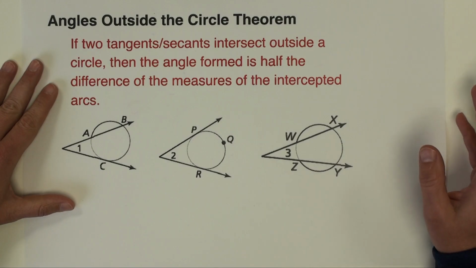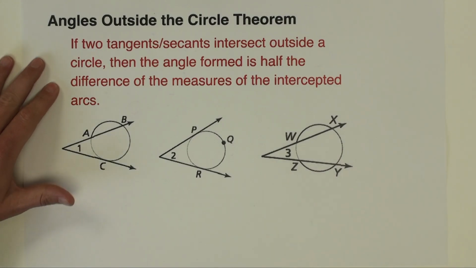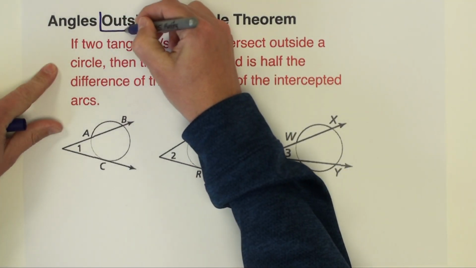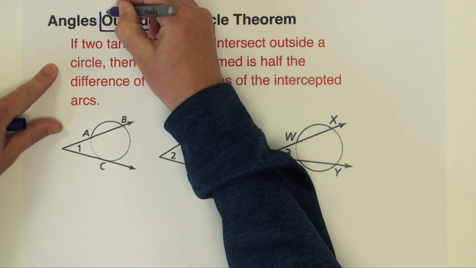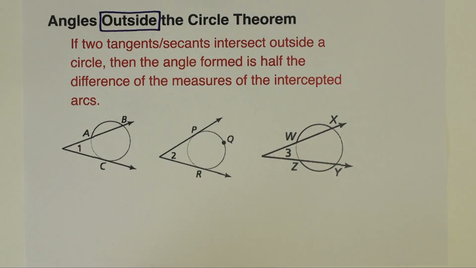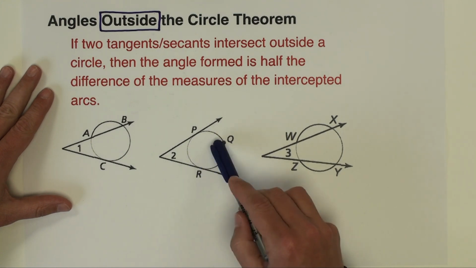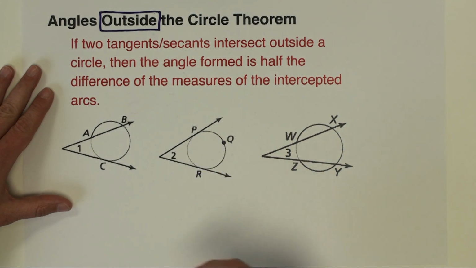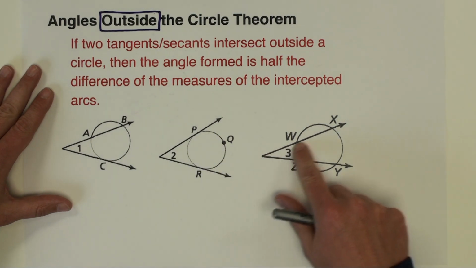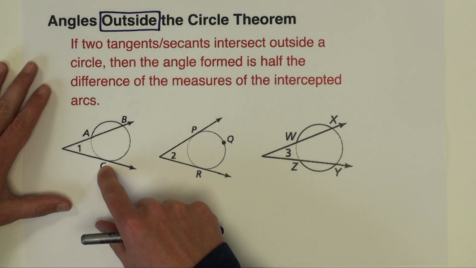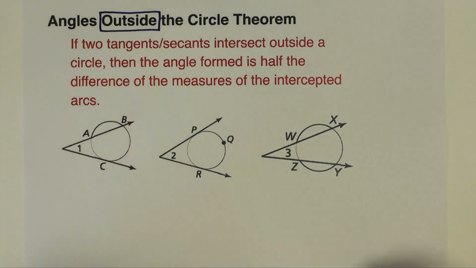The next theorem deals with angles that are formed outside of the circle. So you can see from the images how this looks a little bit different. We don't have the angles formed on the inside by intersecting lines, but instead we have either secant lines or tangent lines, or the combination of them both, forming angles on the exterior of the circle.